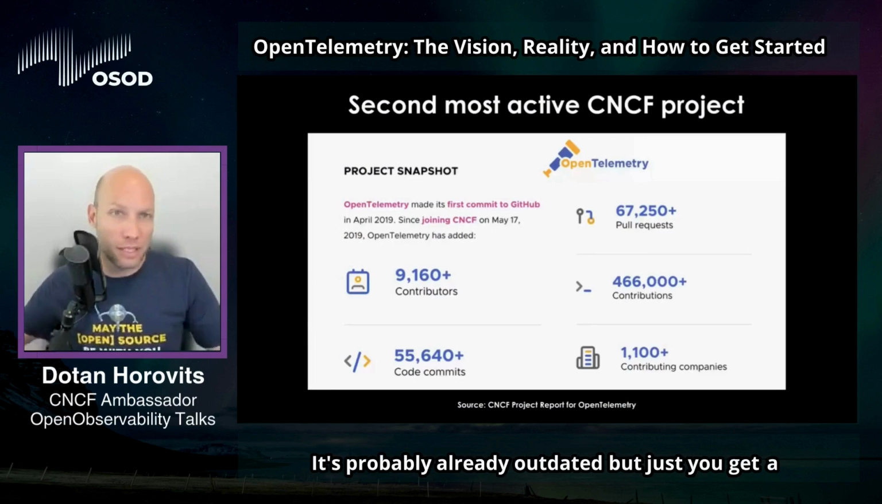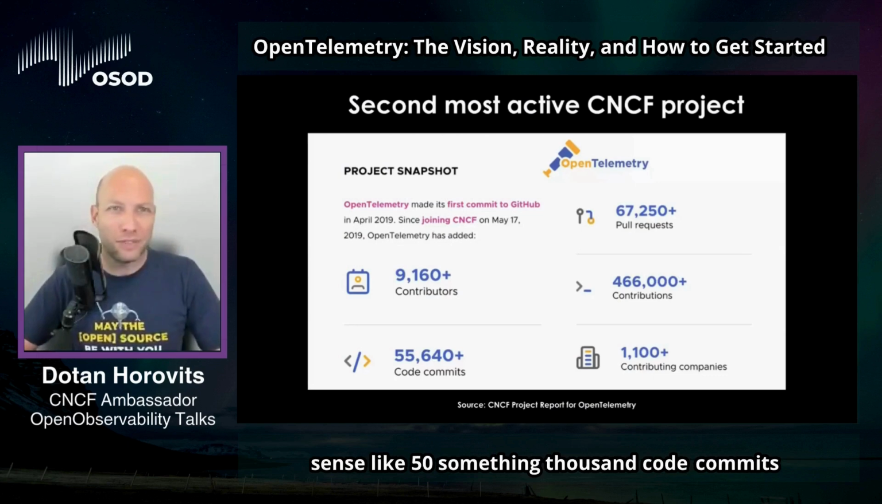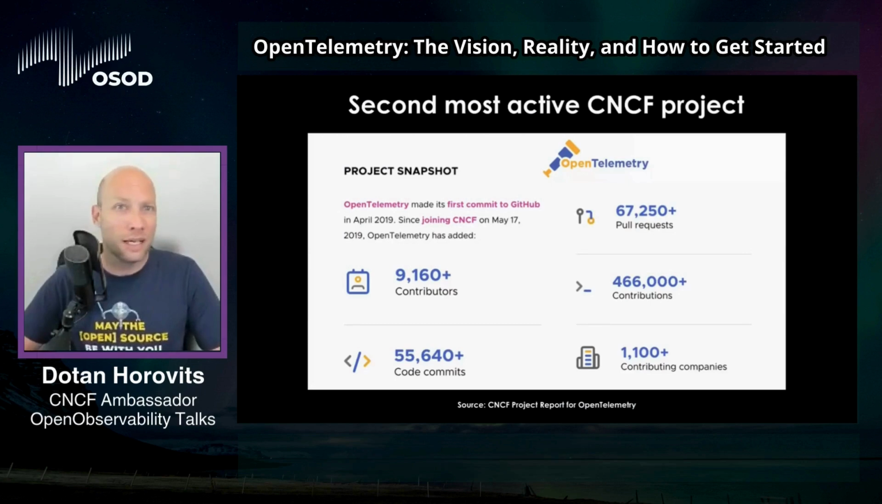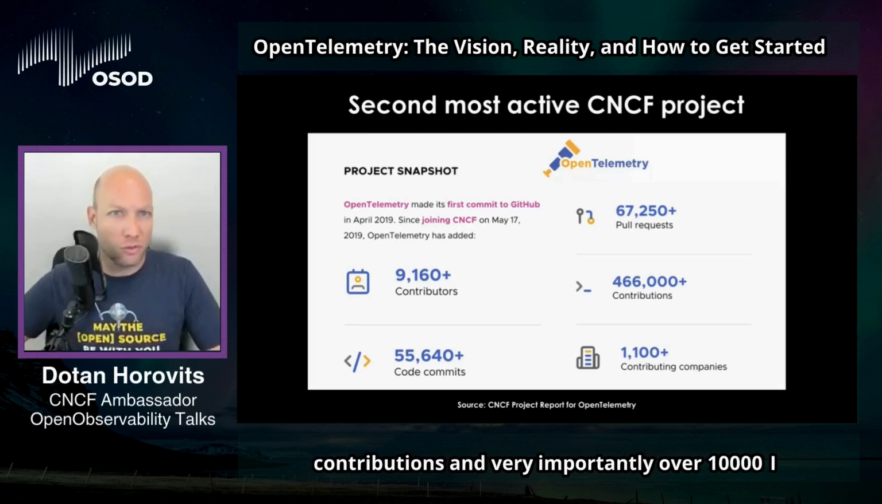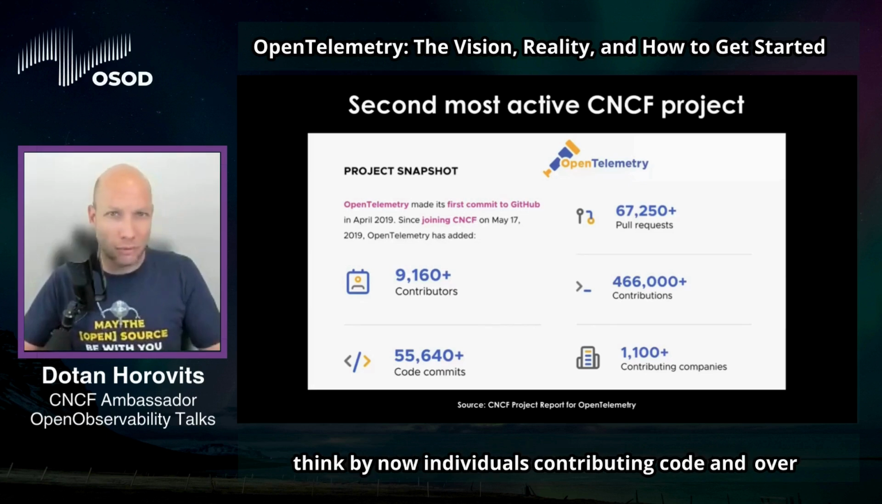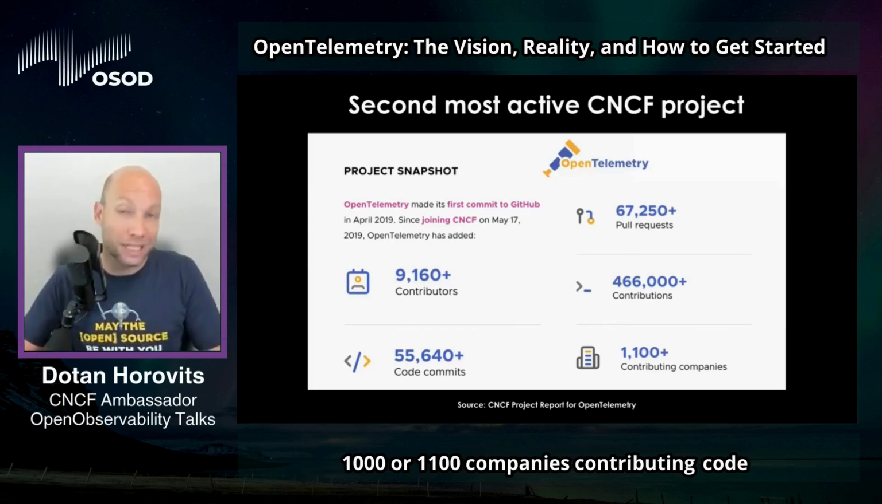You can see some numbers. It's probably already outdated, but just so you get a sense: 50-something thousand code commits, 70,000 pull requests, hundreds of thousands of contributions, and very importantly, over 10,000, I think by now, individuals contributing code, and over 1,000 or 1,100 companies contributing code.